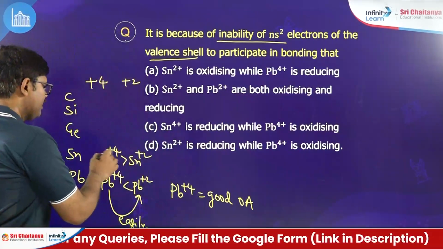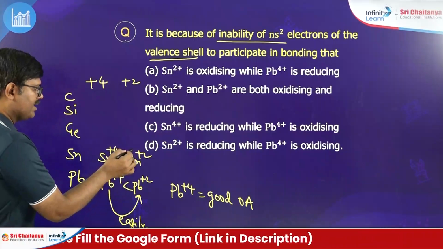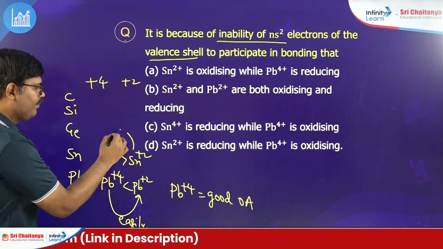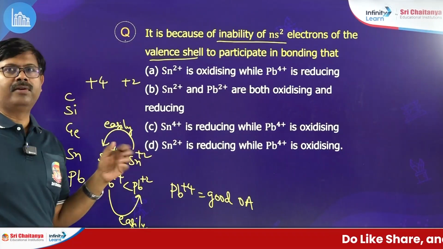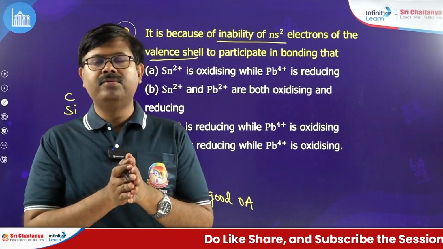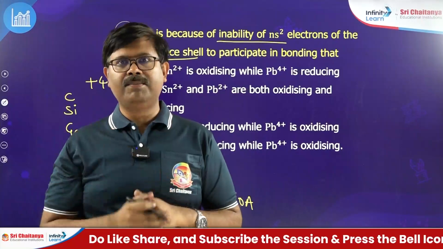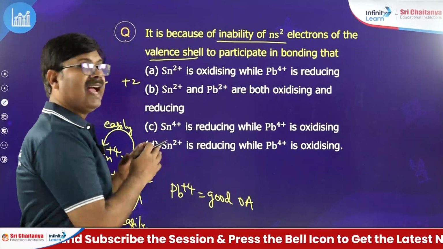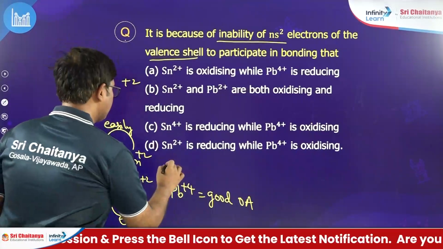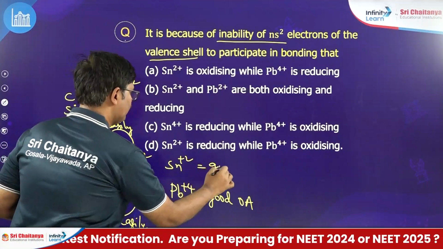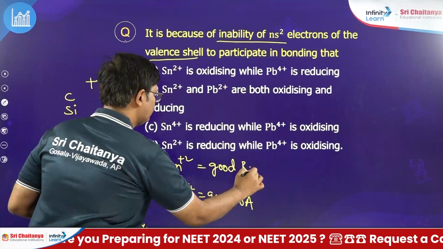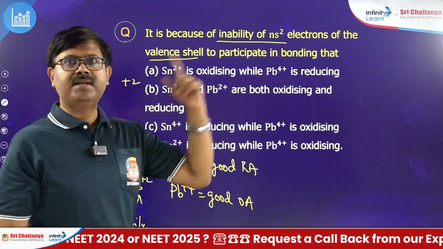Next, in the case of tin, Sn+2 is less stable. Therefore, Sn+2 easily converts into Sn+4, which means Sn+2 easily gets oxidized to Sn+4. Therefore, it acts as a good reducing agent. So, Sn+2 is a good reducing agent. That means it is good at reducing the other one.